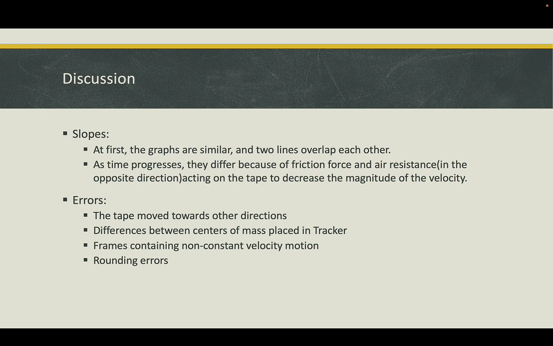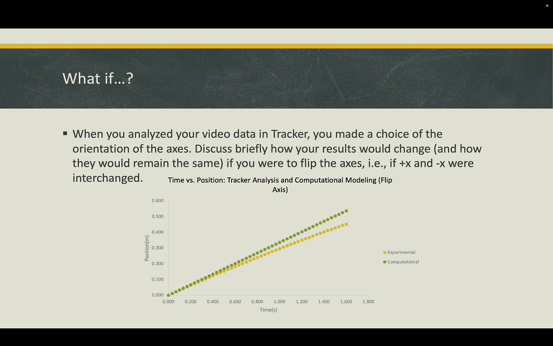The differences could be caused by some errors. For example, the tape could be moving toward a different direction. Also, there are slight differences between the center of mass plotted in tracker. The frames recording the constant velocity motion could also be inaccurate, and there might be rounding errors while calculating. What if we flip the x-axis to positive since the tape was moving toward the negative x-axis? So I think the difference is just reflecting the plotted results along the x-axis like the graph below.